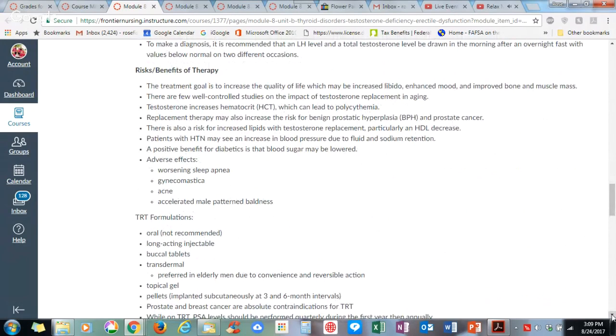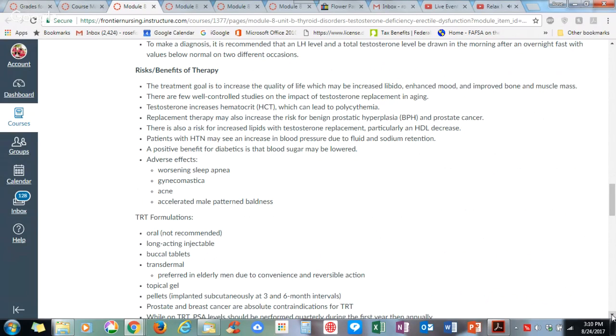Risks and benefits of therapy. The treatment goal is to increase the quality of life, which may be by increased libido, enhanced mood, and improved bone and muscle mass. There are few well-controlled studies on the impact of testosterone replacement in aging. Testosterone increases hematocrit, HCT, which can lead to polycythemia. Replacement therapy may also increase the risk for benign prostatic hyperplasia and prostate cancer.